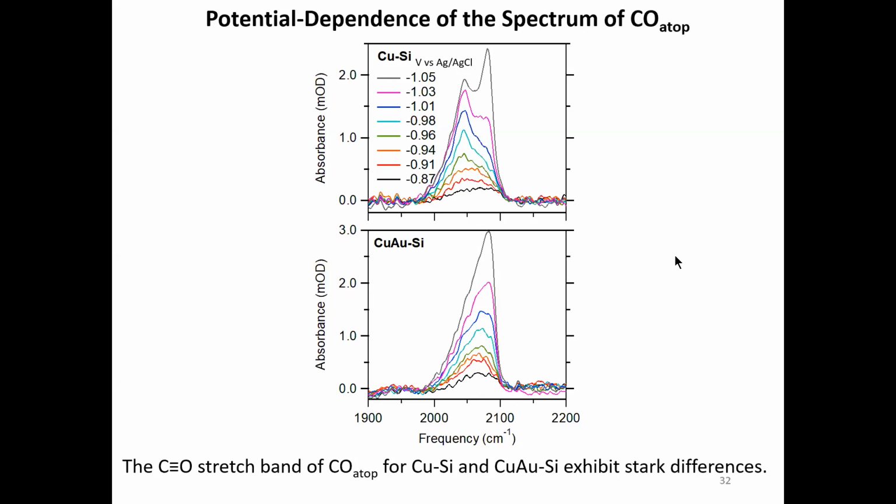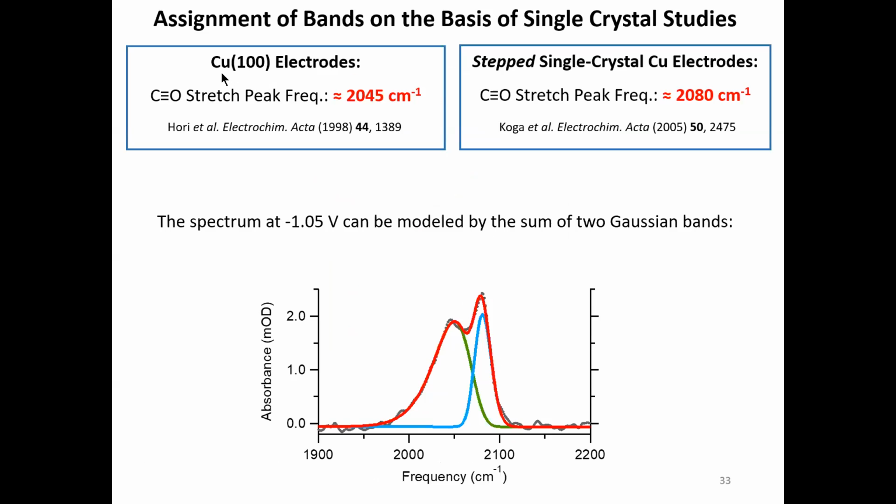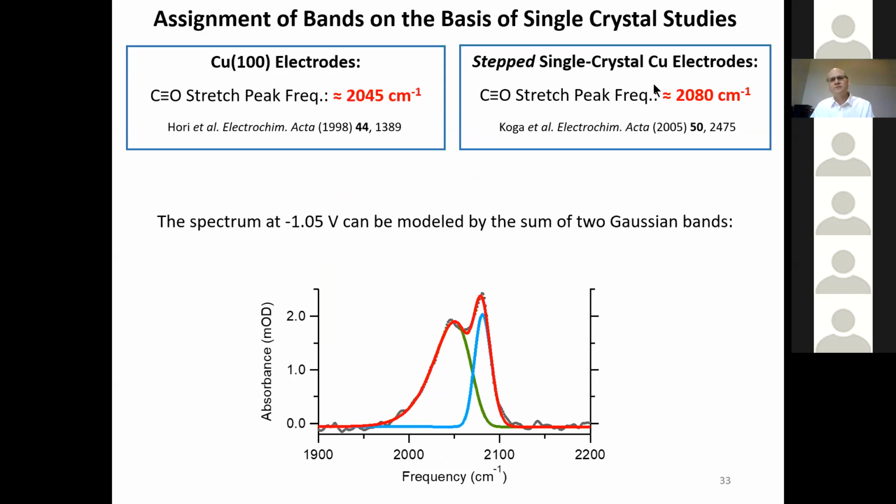So now, to interpret or to extract that information, we need to analyze these line shapes. So let's start by analyzing the spectra in the top graph, where we can clearly see two distinct bands. We can assign these two distinct bands to CO atop on terrace and defect sites on the basis of prior spectroscopic studies where single crystals were used. So Hori and co-workers found that on copper 100 electrodes, the CO stretch peak frequency is at about 2045 wave numbers, whereas on stepped single crystals, they found a peak frequency of 2080 wave numbers.